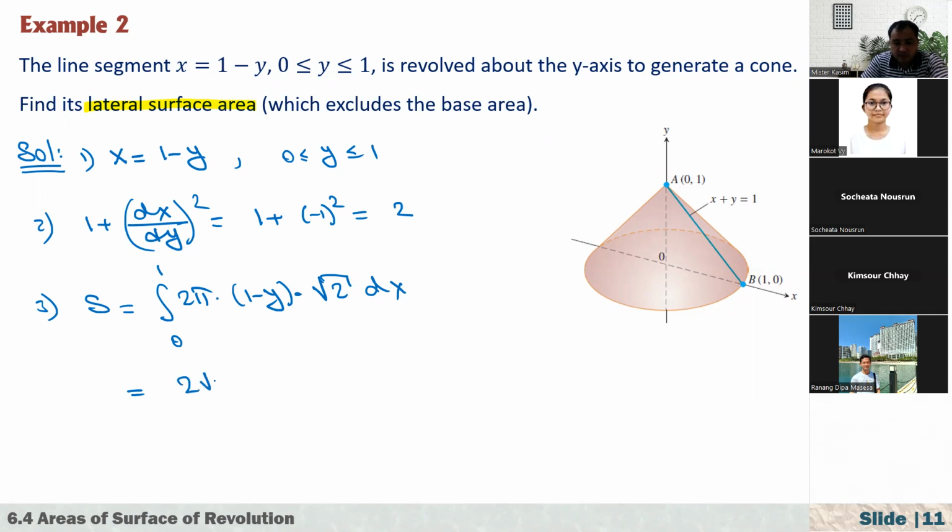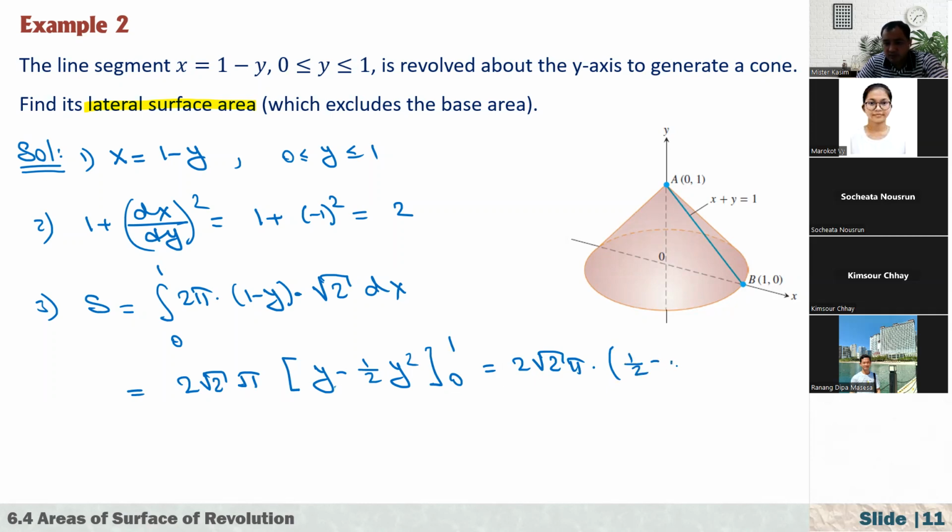So that's equal to 2 square root of 2 pi. And here we have the integral of 1 minus y, so that is y minus 1/2 y squared from 0 to 1. Which is equal to 2 square root of 2 pi. When it is 1, it is 1 minus half, that is 1/2, minus 0, that's equal to 1/2. So the lateral surface area of this cone is equal to, what is it? The 2s cancel each other, square root of 2 and pi.